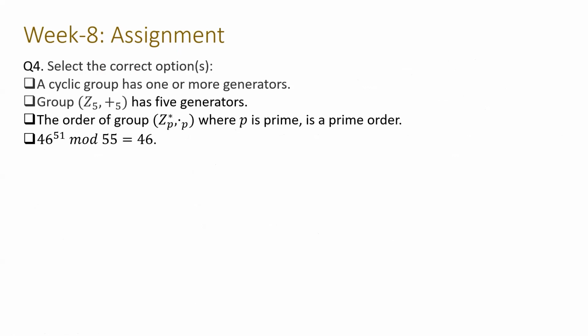Next question, select the correct options. A cyclic group has one or more generators. Of course, this is true. That is what the definition of a cyclic group says. So a cyclic group has one or more generators.